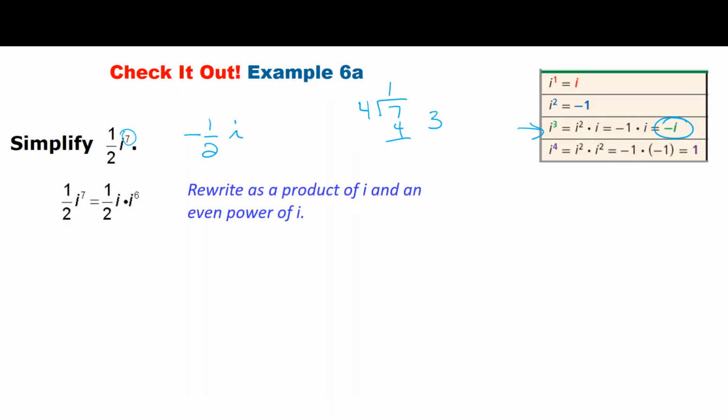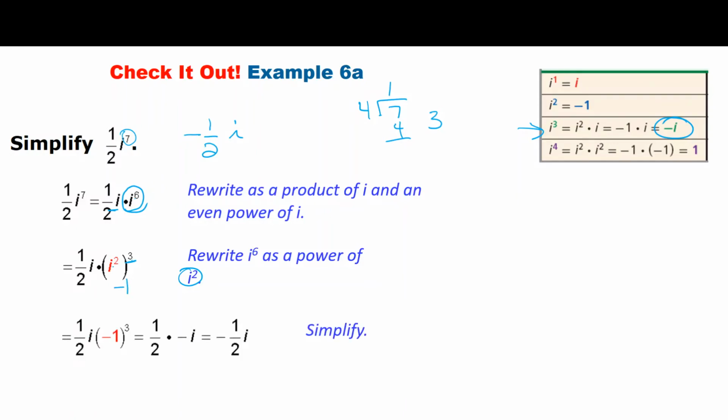It says rewrite it as, since it's an odd number, let's rewrite it as i times i to the 6th power. And now we can write i to the 6th power as a power of i squared. So 2 times 3 is 6, and that's how we get that. So i squared to the 3rd power is i to the 6th. And this 3rd power is odd. So again, it's going to be -1. And so all we have to do is say 1/2 i times -1 is equal to -1/2 i, which is what I got up here also.